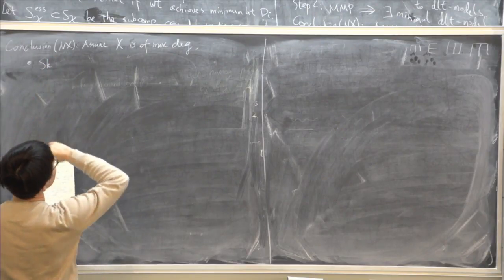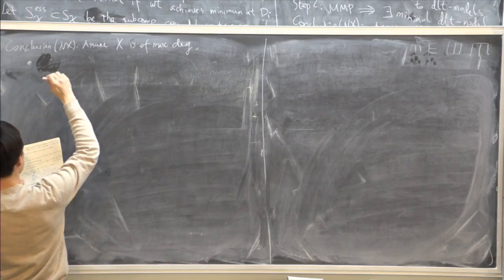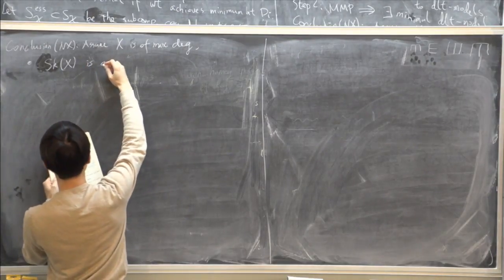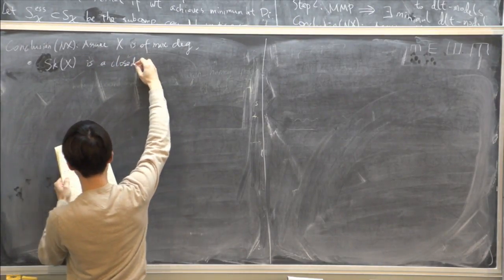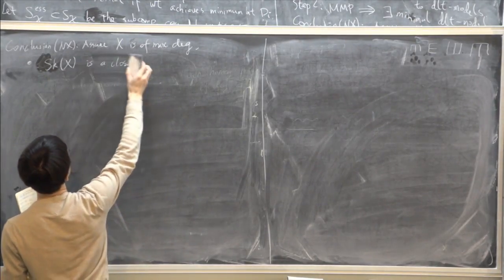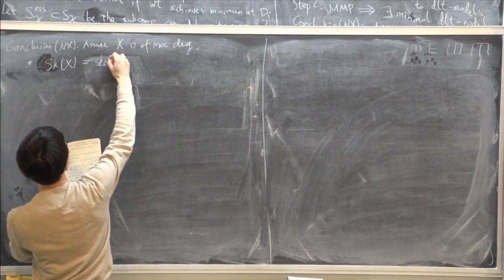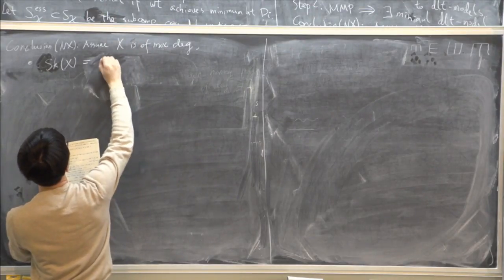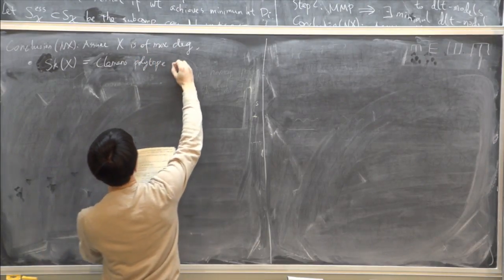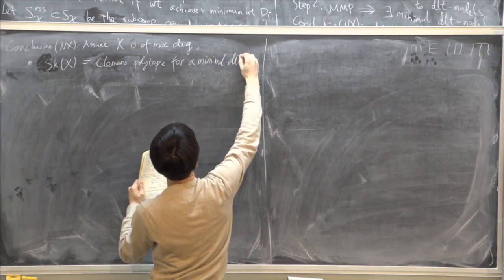So maybe I should say that this is closed. I think I forgot to write a line in my note, but first one can say that this equals the skeleton, the Clemens polytope, for a minimal DLT model.